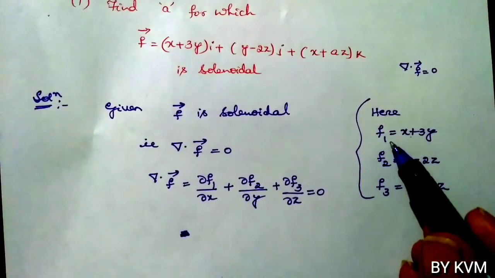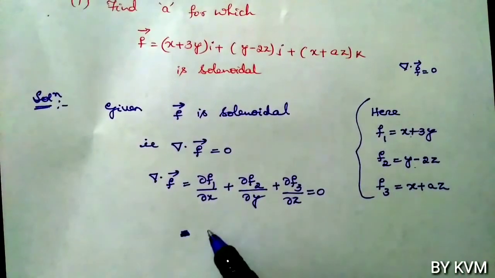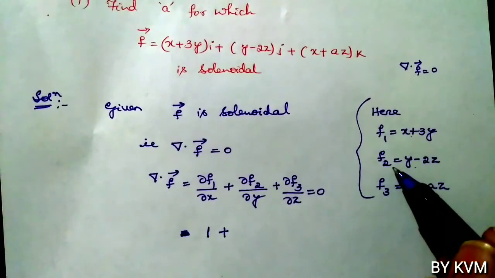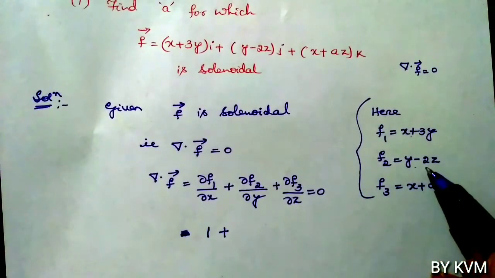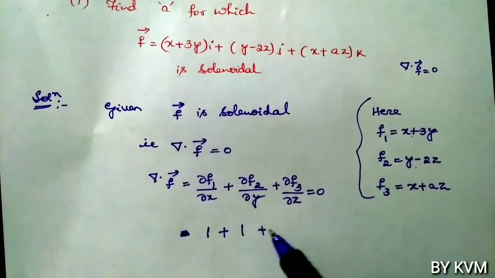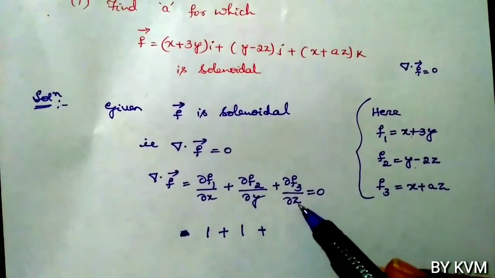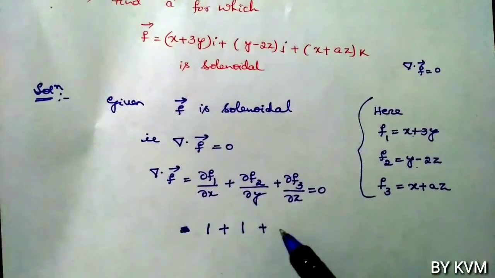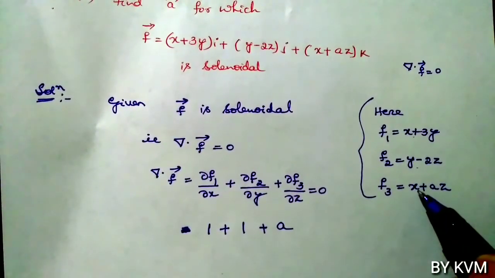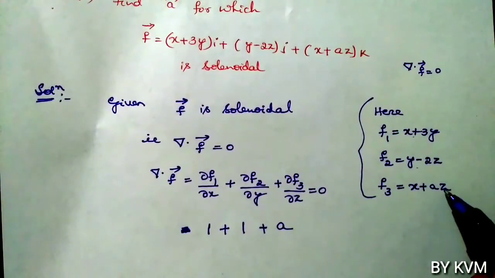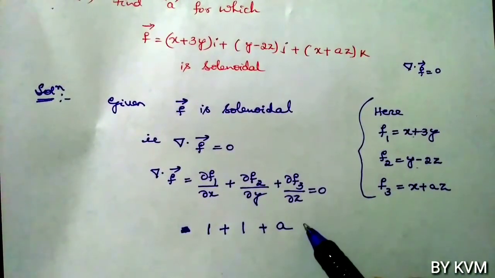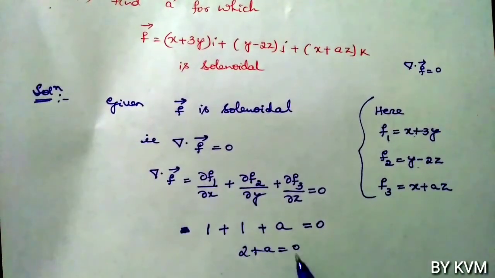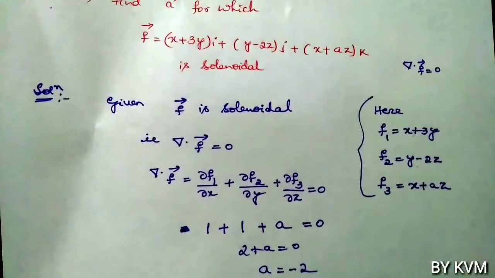Differentiate f1 partially with respect to x, y is constant, so it is 1, plus ∂f2/∂y. Differentiate f2 partially with respect to y, x and z are constants, so it is 1, plus ∂f3/∂z. Differentiate f3 partially with respect to z, so x and y are constants. The derivative of x is 0, the derivative of az is a into 1, that is a. So this is equal to 0. So 2 plus a equals 0, a equals minus 2.